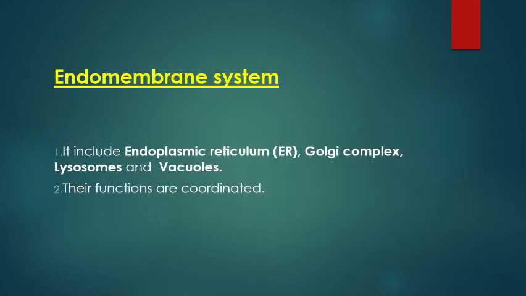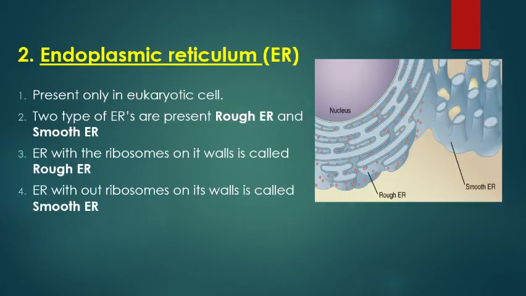Endomembrane system. It includes endoplasmic reticulum, Golgi complex, lysosome, and vacuoles. Their functions are coordinated. Endoplasmic reticulum. Present only in eukaryotic cells. Two types of endoplasmic reticulum are present: rough endoplasmic reticulum and smooth endoplasmic reticulum. Endoplasmic reticulum with ribosomes on its walls is called rough endoplasmic reticulum, and endoplasmic reticulum without ribosomes on its walls is called smooth endoplasmic reticulum.